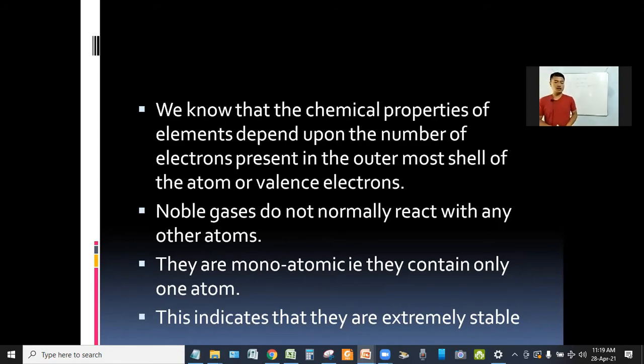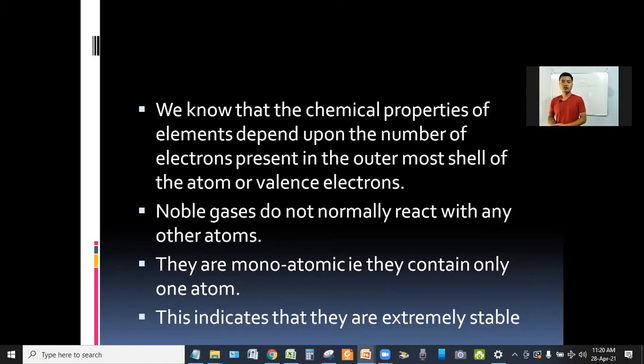Noble gases do not normally react with any other atoms. From the previous chapter, we know that these noble gases are stable. They do not react with other elements. Why? Because they have 8 electrons in their outermost shell. These noble gases are monoatomic, which means they are made up of only one atom. Because they have 8 electrons in the outermost shell, they are very stable and do not need to combine with other elements in order to be stable.